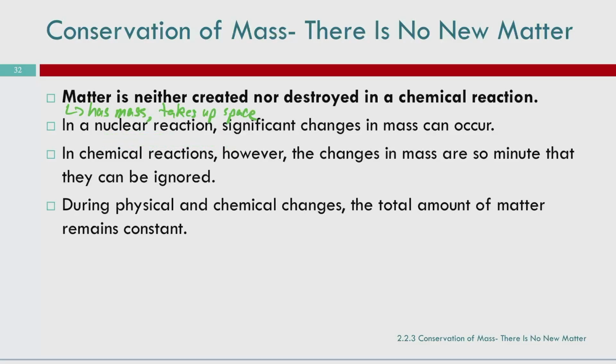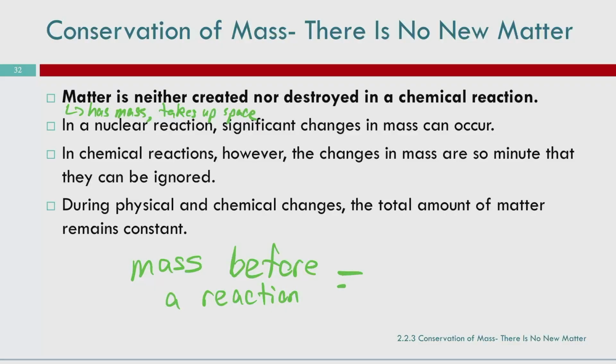In nuclear reactions, we do have significant changes in mass. We won't deal with nuclear reactions or nuclear stuff until the end of the class. So generally, we can assume when we're doing a chemical reaction, the amount of mass that we started with should be the same amount of mass that we ended with, but we might rearrange the atoms, the molecules. So mass before a reaction equals mass after a reaction.